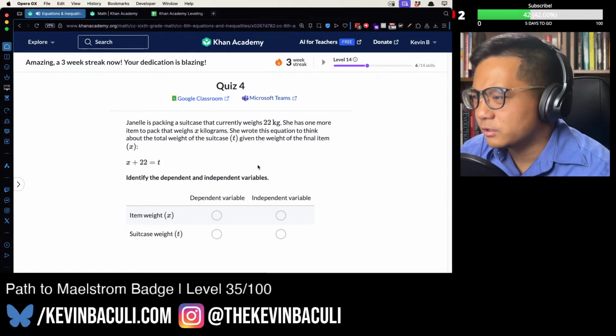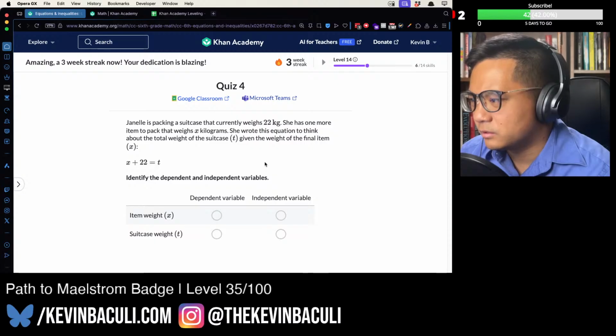Janelle is packing a suitcase that currently weighs 22 kilograms. She has one more item to pack that weighs X kilograms. She wrote this equation to show that the total weight of the suitcase is the given weight.